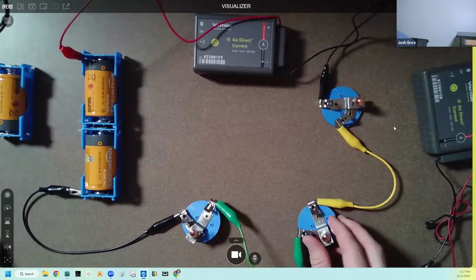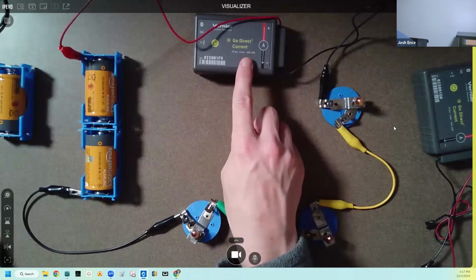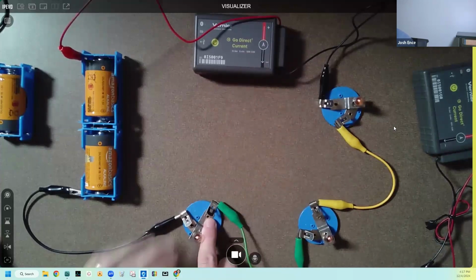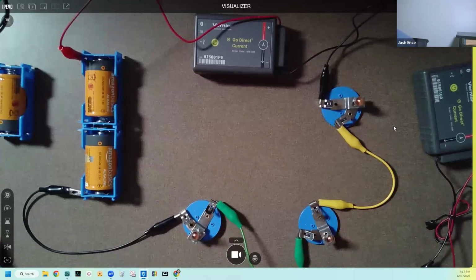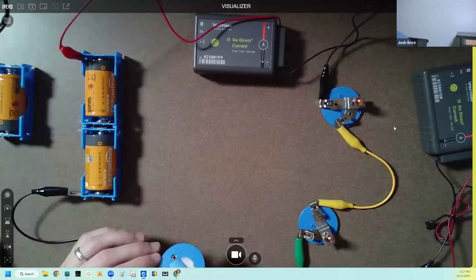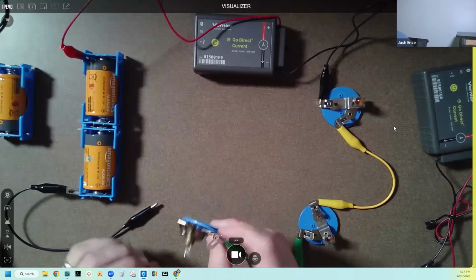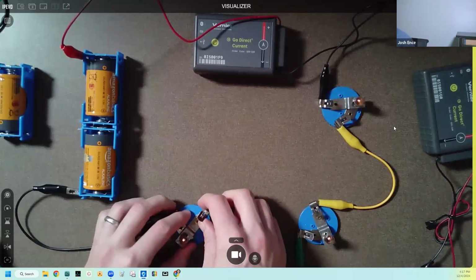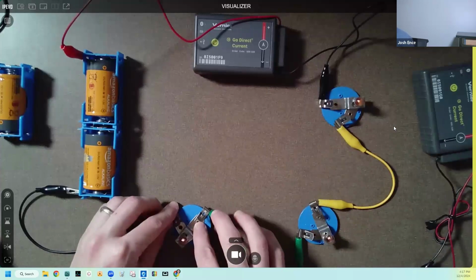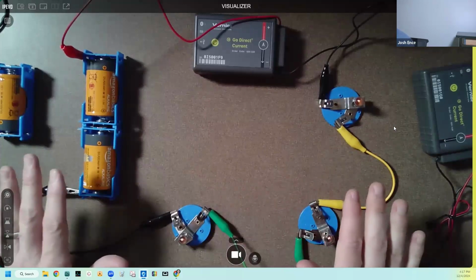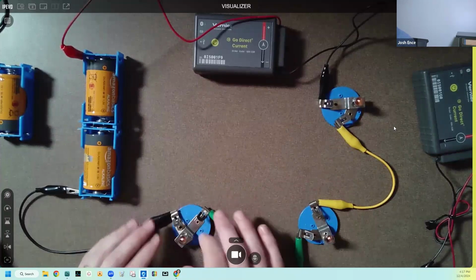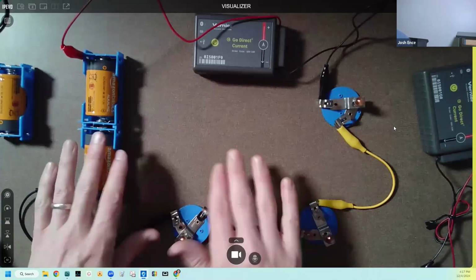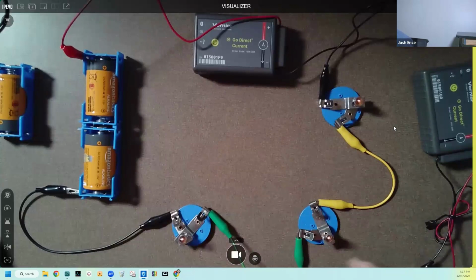I'll know things have changed because my current reading is going to change, or my test bulb might get brighter or dimmer. One thing I've done here that you might not be able to see is I actually have some blue painter's tape on the bottom of my little light bulbs to help keep them in place. Some folks will get a piece of cardboard and physically use hot glue to glue these down in place. And then you don't have to worry about things sliding around, and students can still connect and disconnect things as they need to.